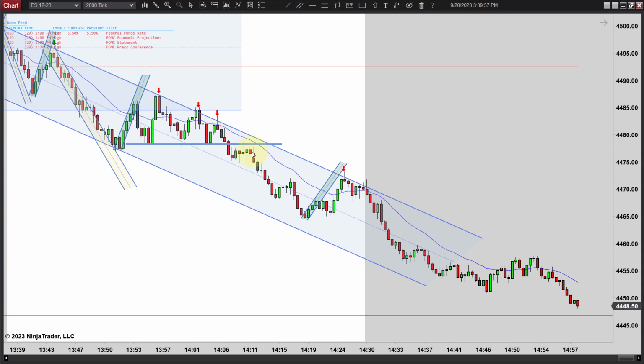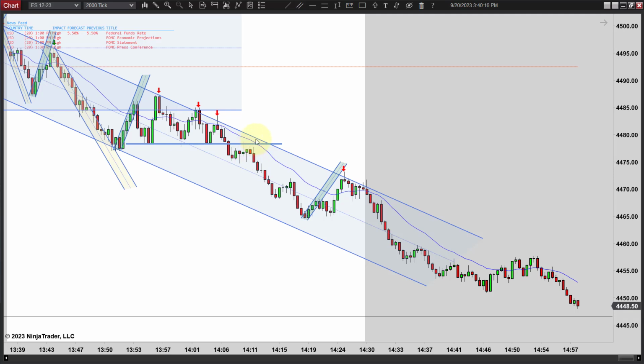Even this one, I did not mark this. It's too congested. It's too sideways. Lots of dojis with no bodies. But there's a second entry short there. Notice that low, first entry, second entry. If you took it, it works, which most second entries with the trend do work.